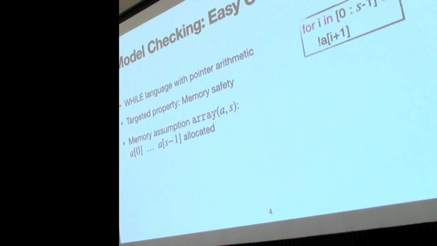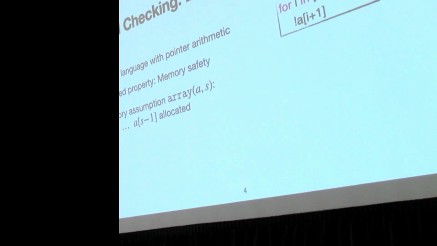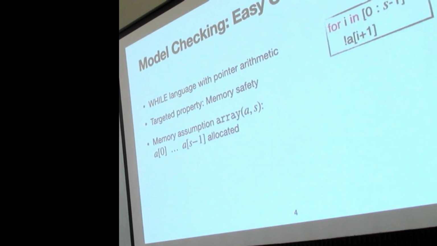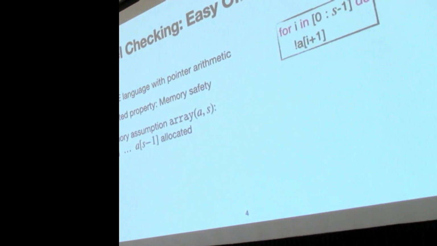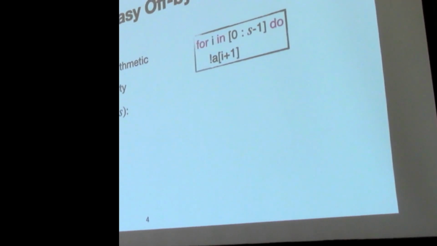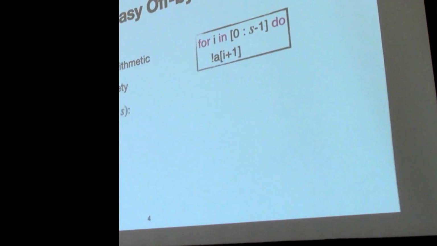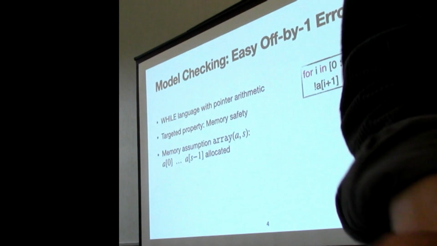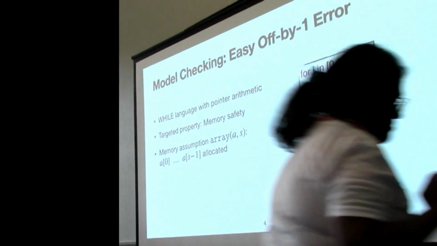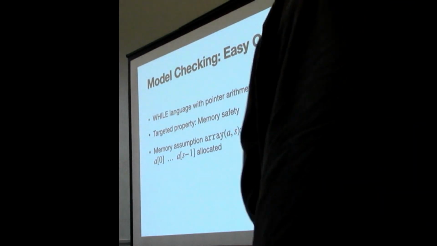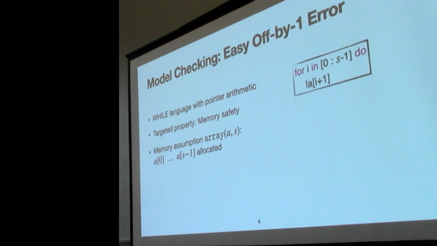Model checking is great to find bugs, so let's try to find one. The setting that we consider in this work is a while language with pointer arithmetic, and the only property that we care about is memory safety. Here you have a very simple program with a bug. We have variable a that is a pointer to an array. We have variable s that stores the size of the array, and we iterate over this array, try to access each element, and obviously there's an off by one error.